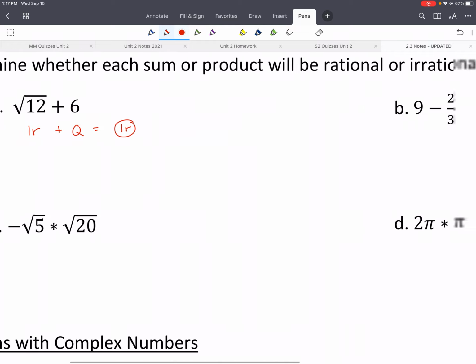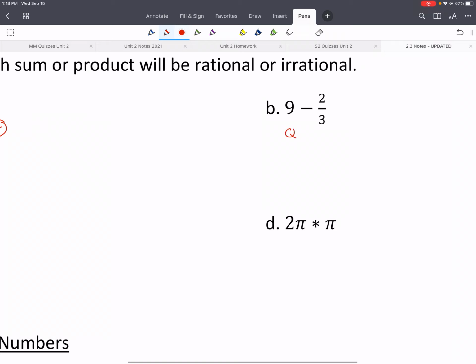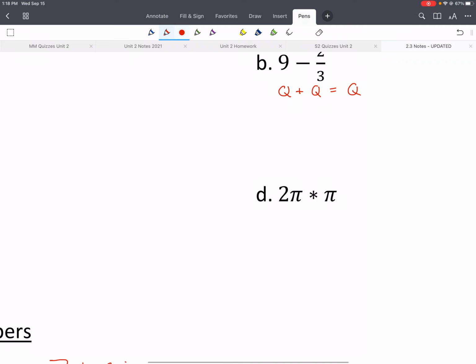Okay? Or for B, this is a rational plus a negative rational number. And that would give you a rational. So again, two rationals will always give us another rational number. D is an irrational times an irrational. So here we would need to check and see. Again, you could use your calculator. But since nothing is being canceled out, we know that this is going to give us irrational.